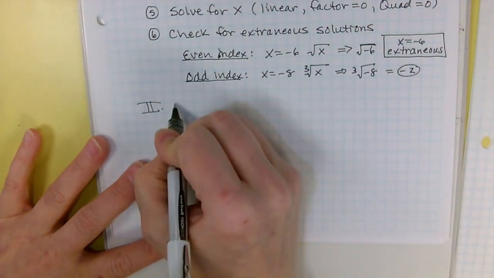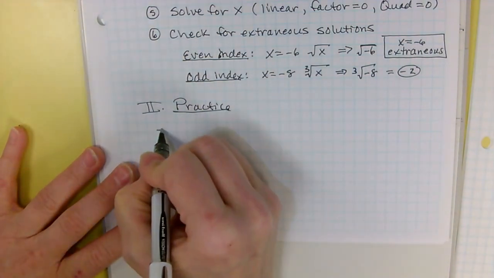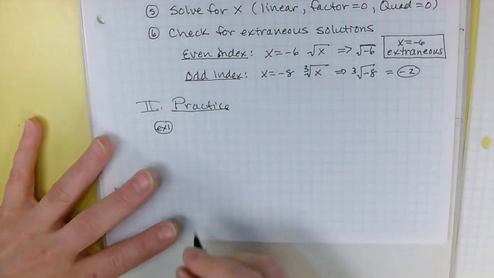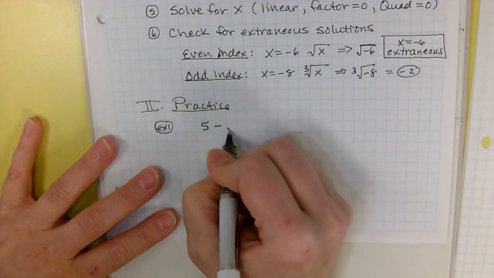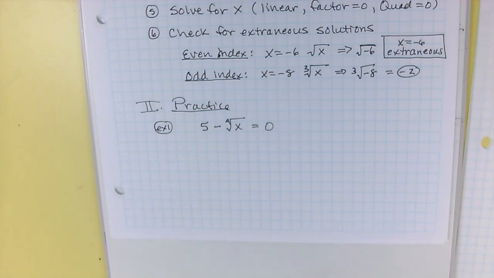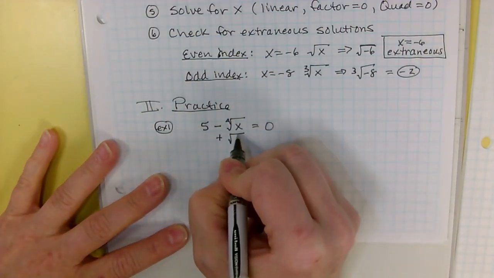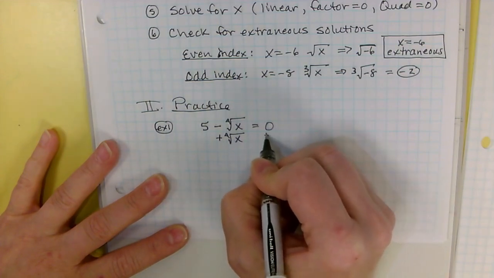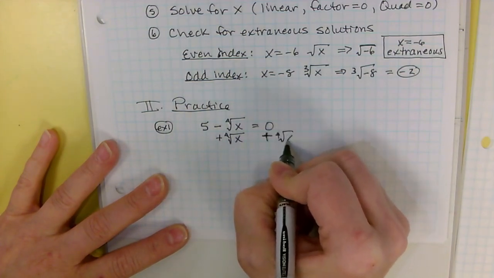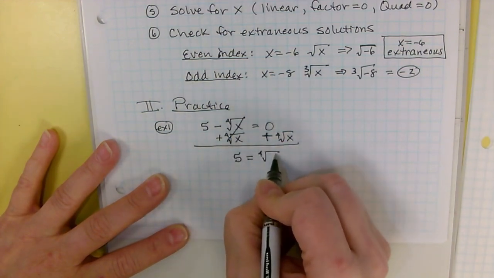All right, Roman numeral 2, we're going to do some practice problems. We'll start easy and go more challenging. So our first problem is 5 minus the fourth root of x equals 0. So step 1 is simplify, but there's nothing to simplify. Step 2, add or subtract to isolate the radical. I'm going to put the radical on the right. So I'm going to add fourth root of x to both sides. That gives me 5 equals the fourth root of x.